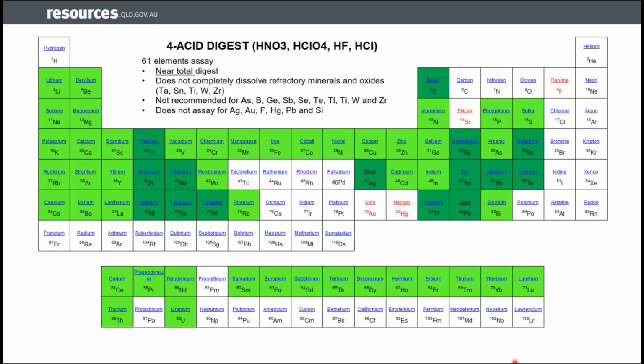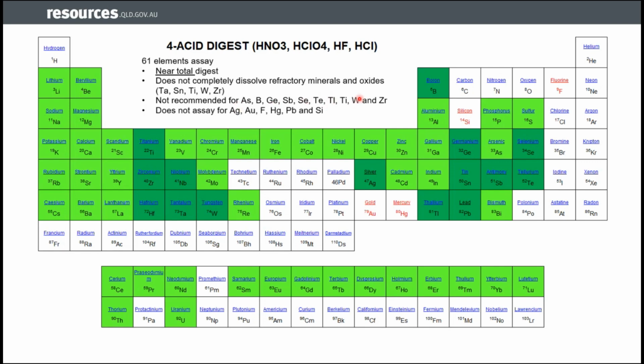The next 4 slides just sum up the 4 methods: the 4 acids, the aqua regia, the borate, and the peroxide fusions. These are notes which you could carry with you to decide which elements and what methods you could use. What I've shown here is that those in green are elements that these 4 acids can digest. The lighter greens are ones that are better, and the darker greens are ones that are not good at all. And the reds are ones that they can't analyze. For example, the 4-acid digest, at best, is a near complete digestion. It's not the total digestion itself.